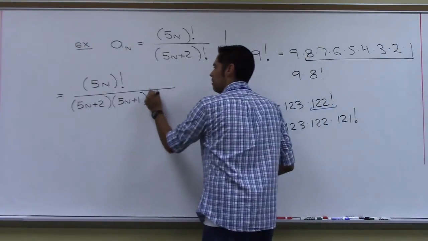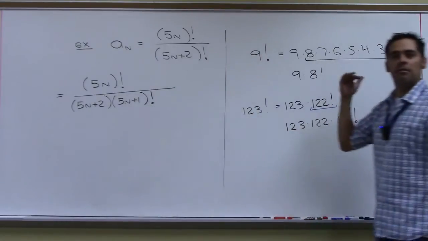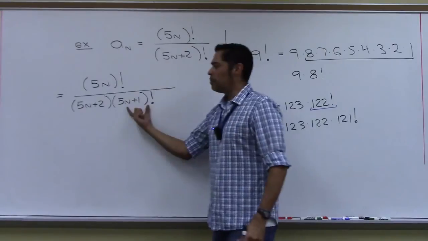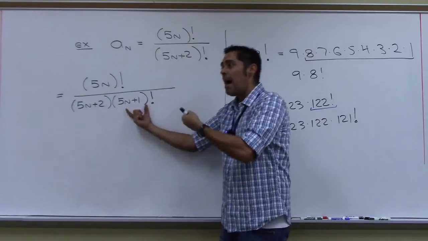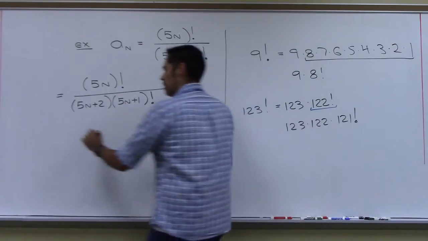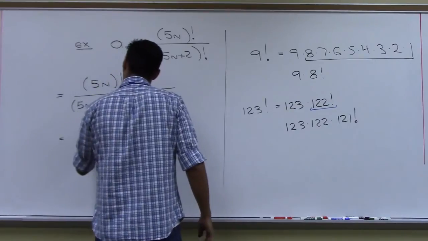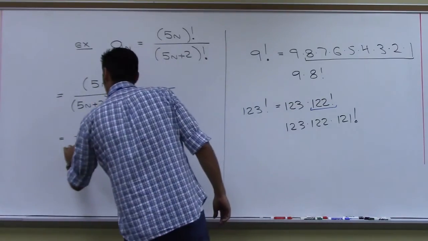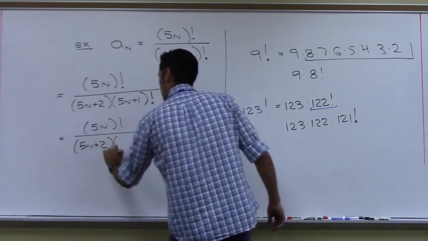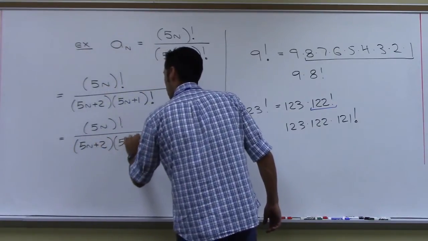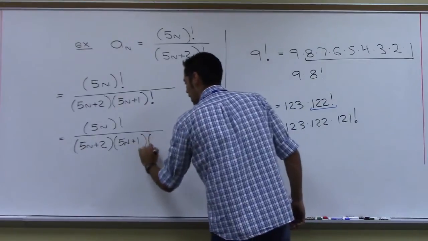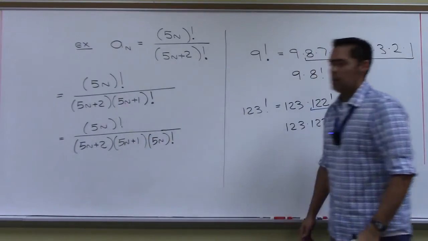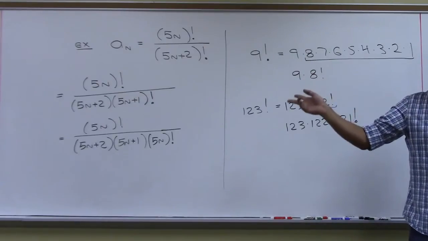But I'm going to go even one more. Does you all agree with that? Yes? Now I'm going to take the 5n plus 1, and I'm going to peel 1 off of that, and we would get this. 5n plus 2, 5n plus 1, and then what? 5n factorial. And now those factorials are identical, and they cancel.